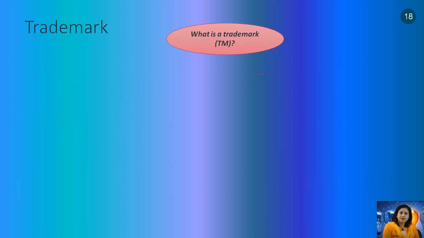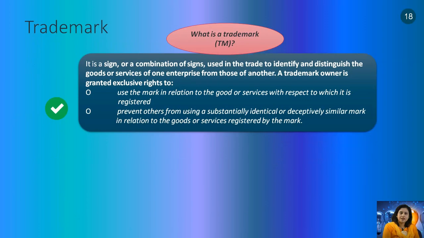What is a trademark? A trademark is a sign or a combination of signs used in the trade to identify and distinguish the goods or services of one enterprise from those of another. A trademark owner is granted exclusive rights to use a mark in relation to the goods or services with respect to which it is registered, and to prevent others from using a substantially identical or deceptively similar mark in relation to the goods or services registered by the mark.